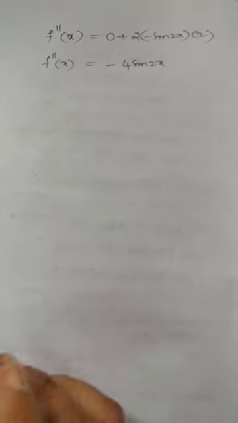Now we have to verify the stationary values at f double dash of x. Let us check it first for x is equal to pi by 3.